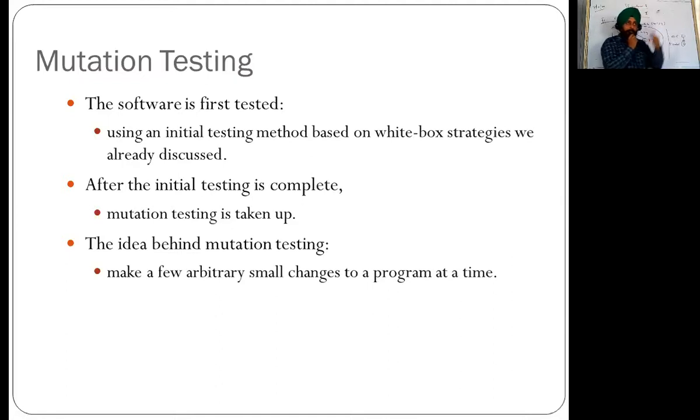The question can be, I can give you any code. The first part can be to draw a control flow graph. The second part can be to also find the number of independent paths. So that's why I'm not discussing that thing here.